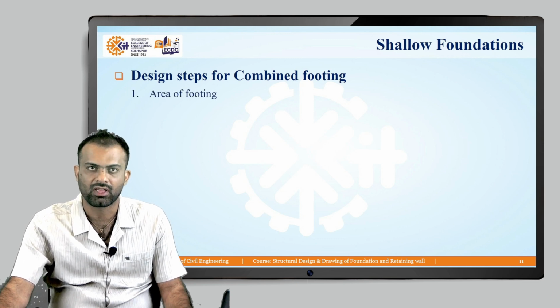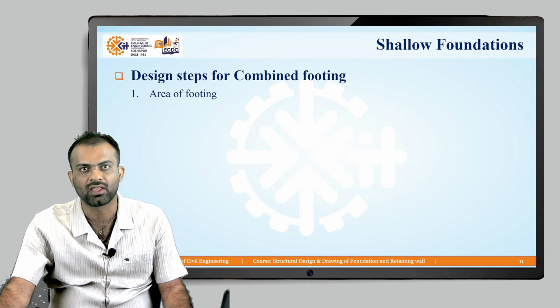First, we have to calculate the area of footing. I already mentioned how we calculate the area of footing using the IS 456 recommendations, by knowing the soil bearing capacity. The area of the footing should be such that the settlements do not go beyond the permissible limits, and the soil under the footing should not fail in shear. So in that way we have to design the area of the footing.